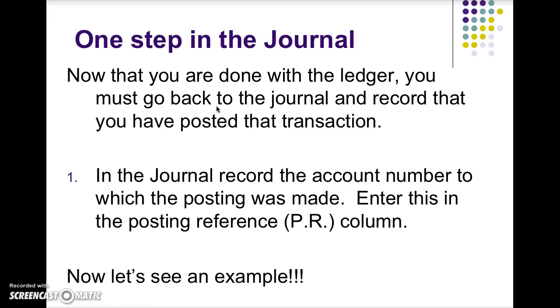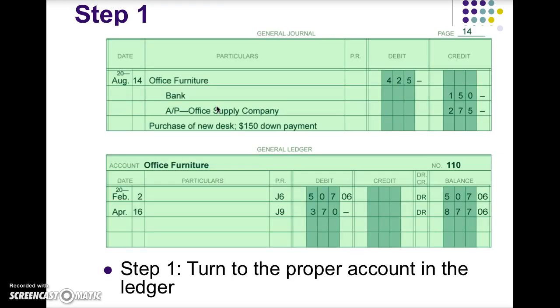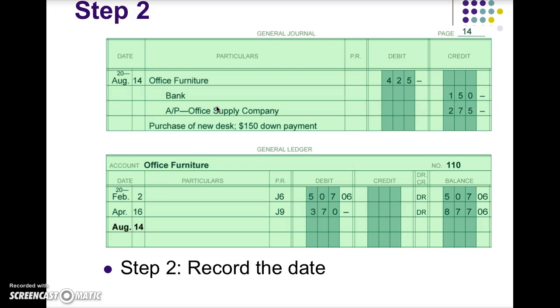Now let's look at an example together. Okay, so we're going to post this journal entry to the ledger. Step 1. We're going to go to the office furniture account, so that's the proper account in the ledger. Step 2, we're going to record the date. So we see that August 14th is going to be brought down to August 14th in the general ledger account for office furniture.